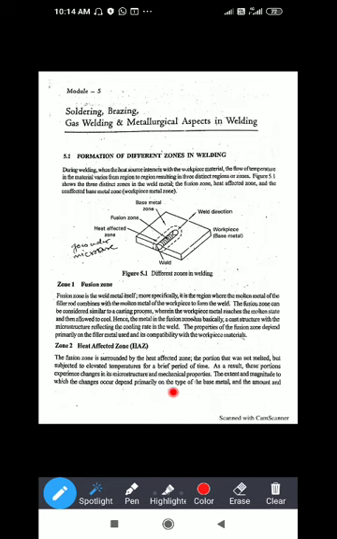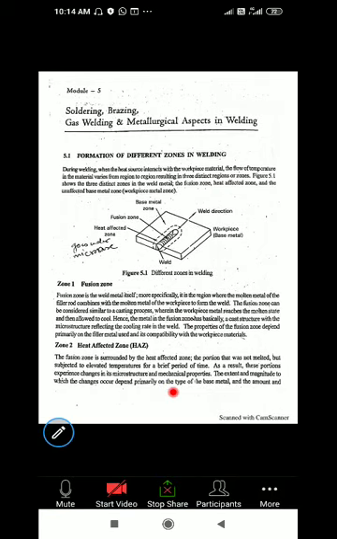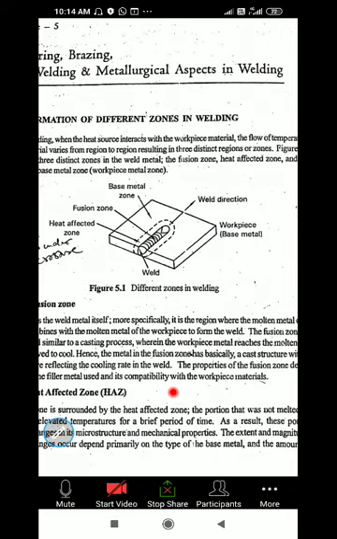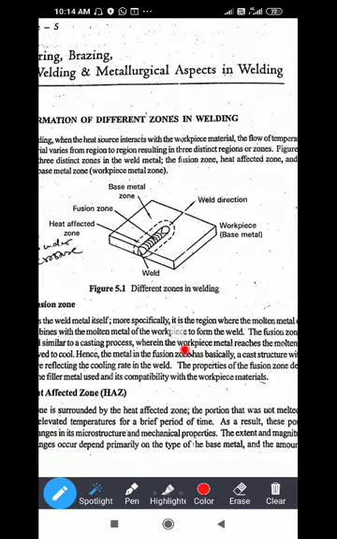Now you can see in this diagram, I will slightly zoom it. Here the welding is done. This is the weld metal, and these are the workpieces which are joined. These two pieces are joined by the welding process. Weld metal means whatever metal is deposited by the fusion after the welding.